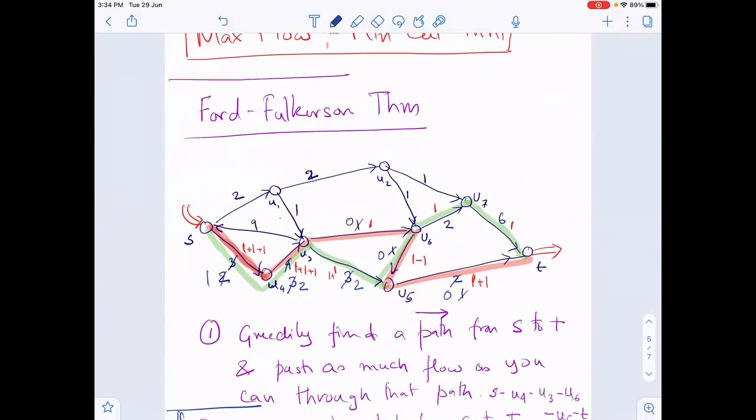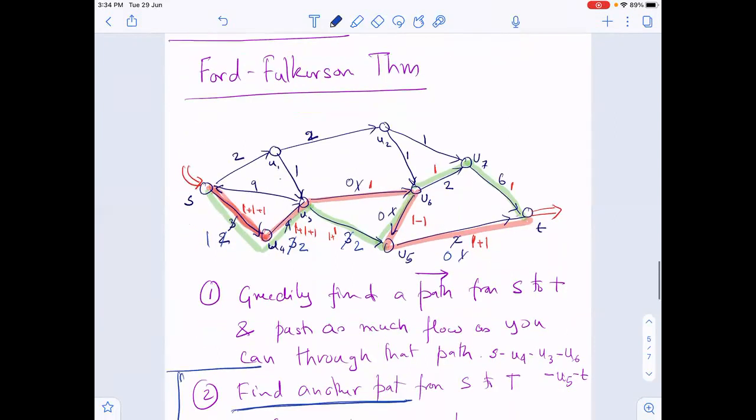So you find a path from S to T, push as much flow as you can send. That causes an augmented graph. You look at the augmented graph and again find a path from S to T, push as much as you can send from there. And again, you push that much flow and you keep on doing it.